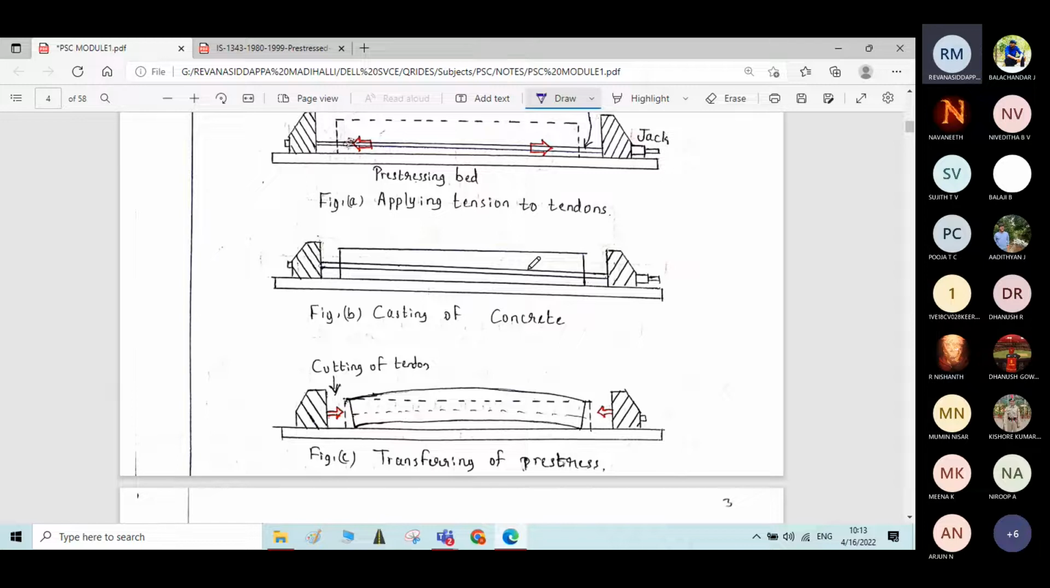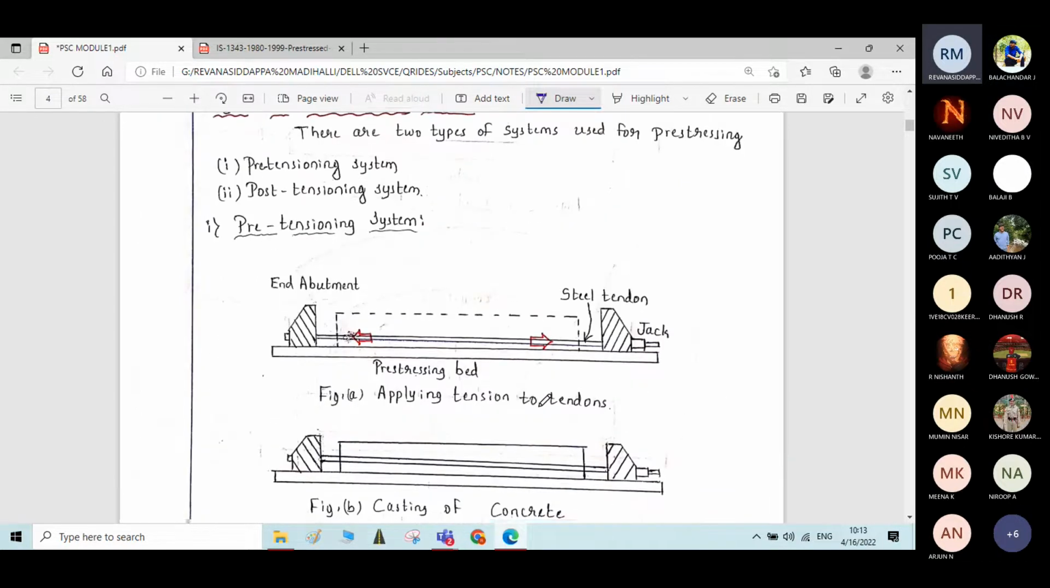After the concrete gets sufficient strength, required compressive strength, then these tendons will be cut loose so that the transferring of the pre-stress will take place to the beam element or the PSC element. Okay, and this transfer of pre-stress will take place through the bond between the cables or the tendons and the hardened concrete. Okay, in this way the pre-stresses are induced into the concrete element. This is what the pre-tensioning system is.